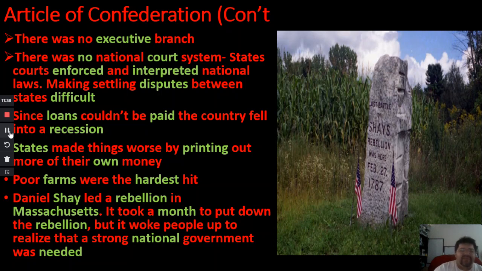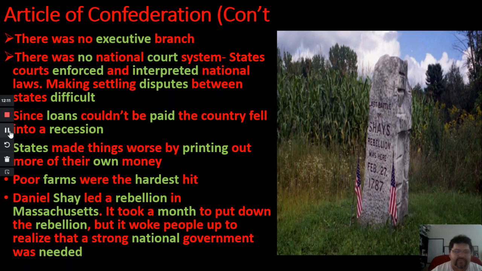Okay. Also, there was no national court. States enforced and interpreted laws the way they wanted to. So let's say they're going to put a law about racing a horse, and they said, okay, no speeding. Well, one state might say the speeding limit is 3 miles an hour. Some might say five. They went at their own discretion. There was no set number, no federal number. They just said, in our state, it's this number.